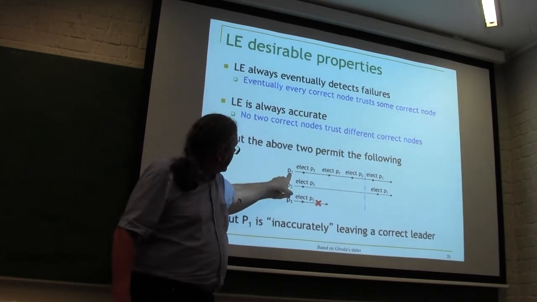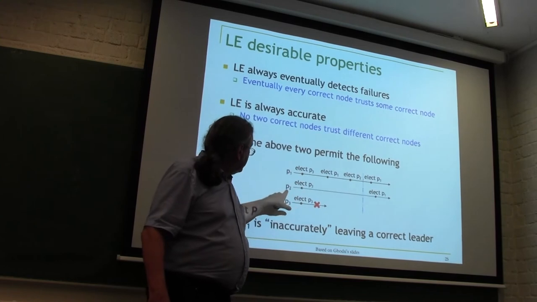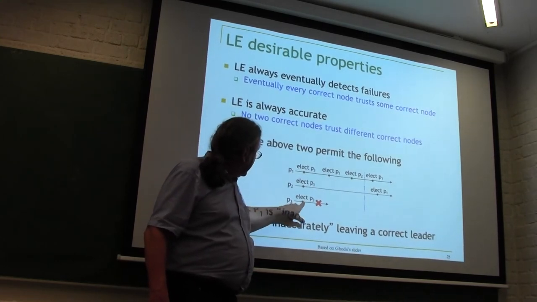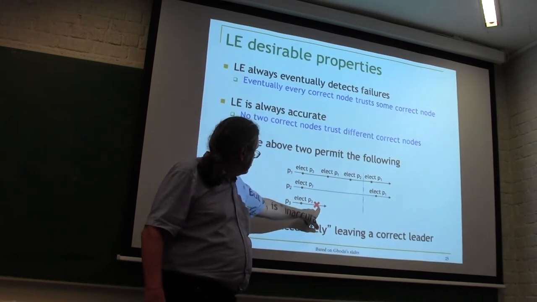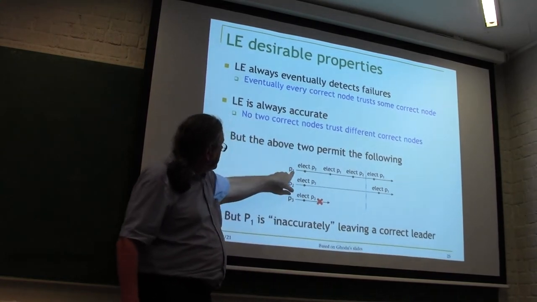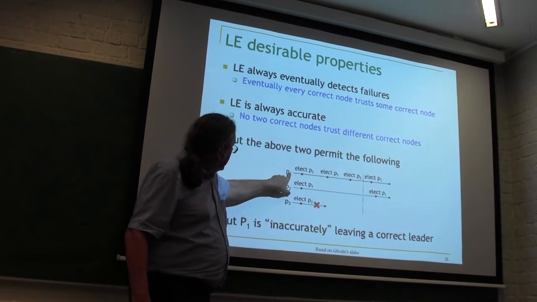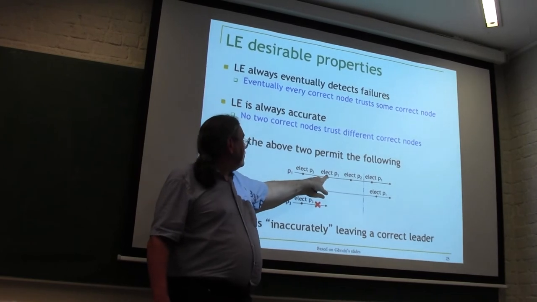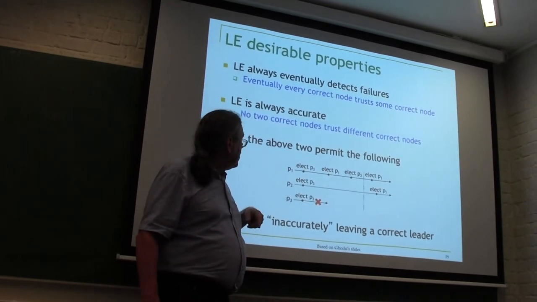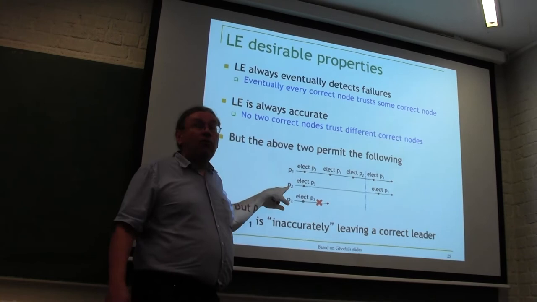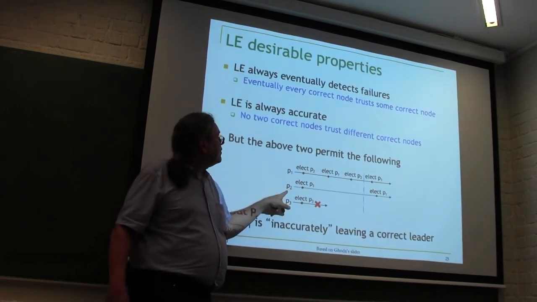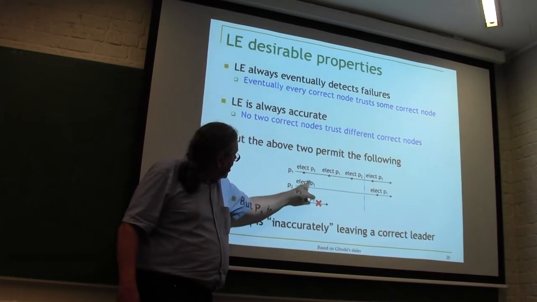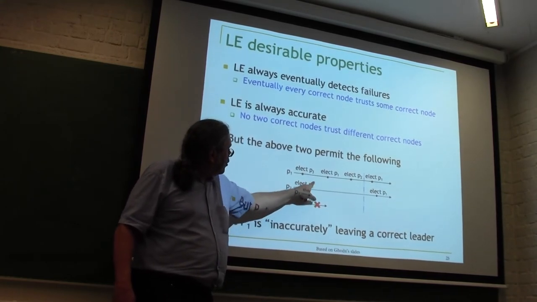So P1 elects P3, P2 elects P3, P3 elects P3, and then crashes. Boom. Okay, so P1 will see that P3 has crashed. It will elect somebody else, P1, for example. P2 is very slow here, huh? It's okay, it's allowed to be slow. But in the meantime, P2 has actually elected a crashed node.